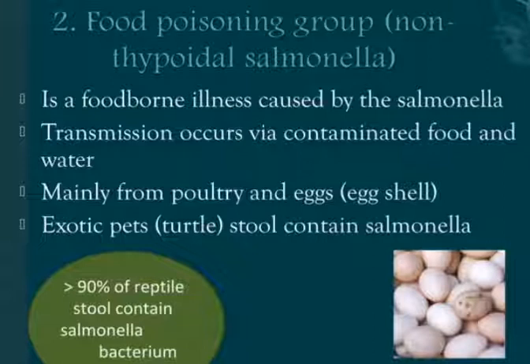The food poisoning group, which is the second one, is non-typhoidal Salmonella. This is the foodborne illness caused by Salmonella. Transmission occurs via contaminated food and water, mainly from poultry and eggs. It can also be caused by exotic pets like turtles. Their stool contains Salmonella. More than 90% of reptile stool contains the Salmonella bacterium.